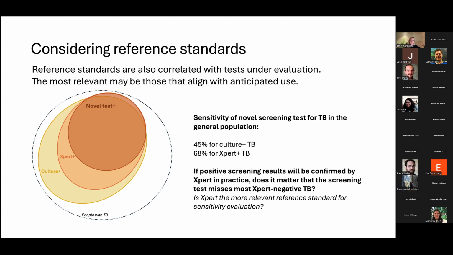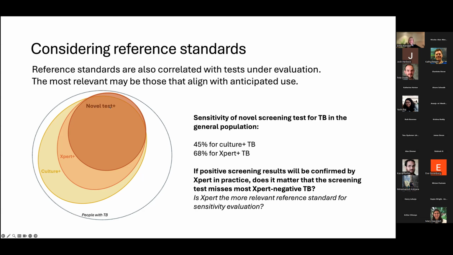And so these same considerations apply in terms of what reference standard we choose or use affects how we quantify sensitivity. And often we're thinking about sensitivity relative to a culture reference. And say this novel screening test has a 45% sensitivity for detecting all culture positive TB, if we were even able to detect all culture positive TB in an unbiased way.